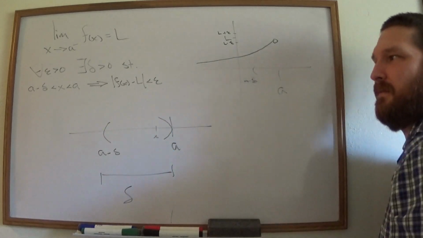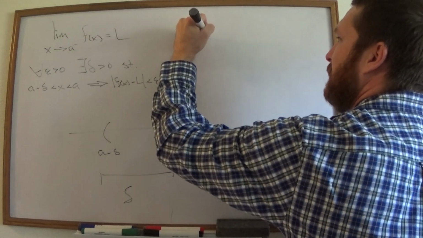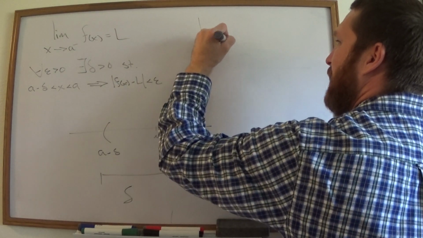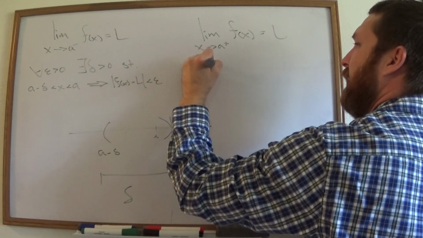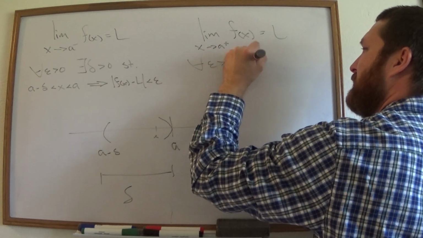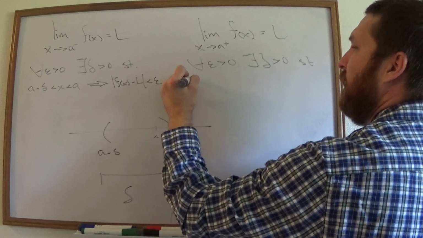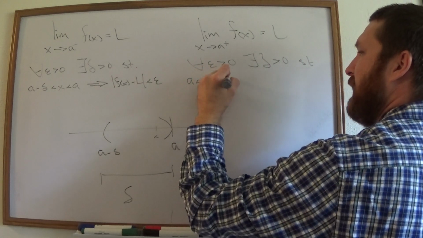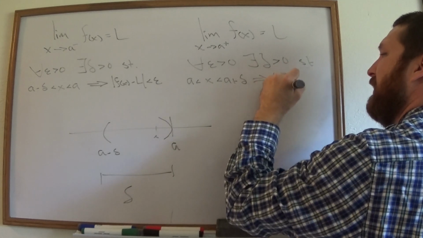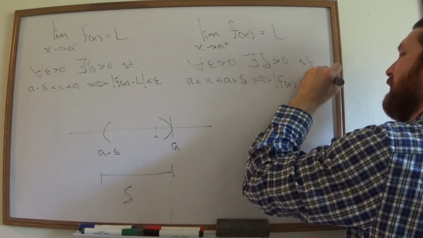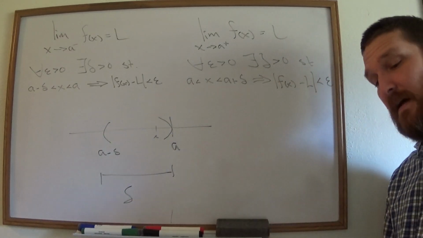So that's the left-hand side. The right-hand side is the same thing, only it's the limit as x goes to a from the right of f equals L. It means that for all epsilon positive, there exists a delta positive such that when you're on the right-hand side, then your f is within epsilon of your target L. And that's all I got today.